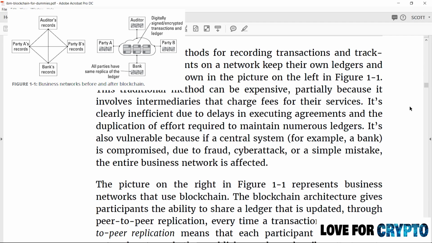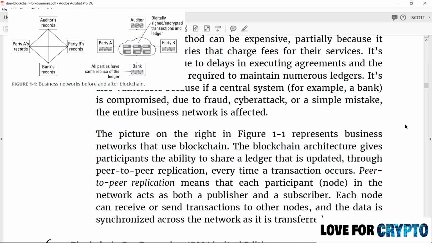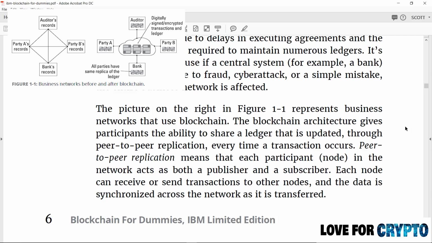It's also vulnerable because if a central system, for example a bank, is compromised due to fraud, cyber attack, or a simple mistake, the entire business network is affected. The picture on the right in figure 1.1, however, represents business networks that use the blockchain.